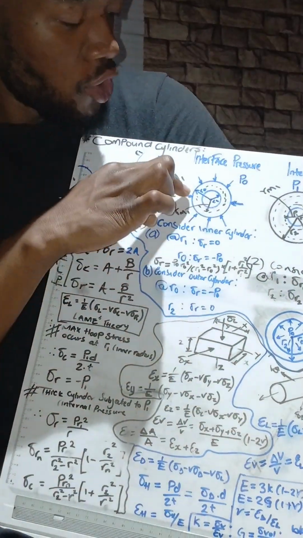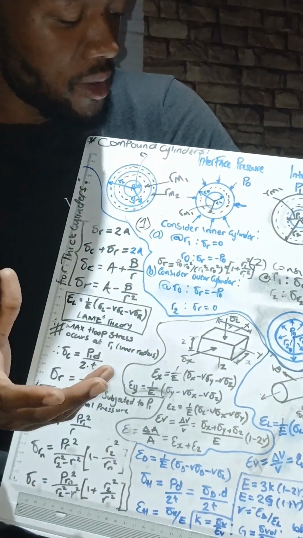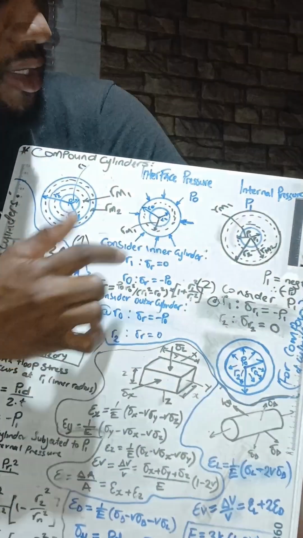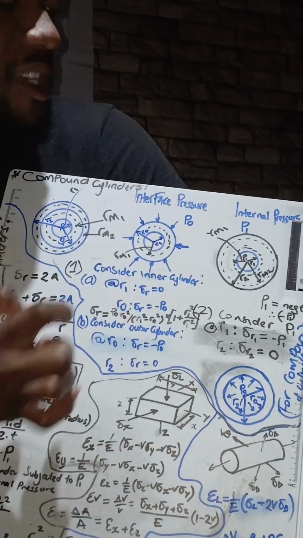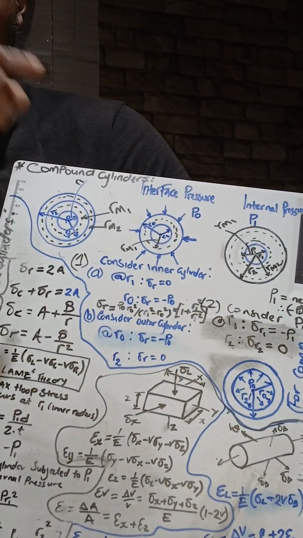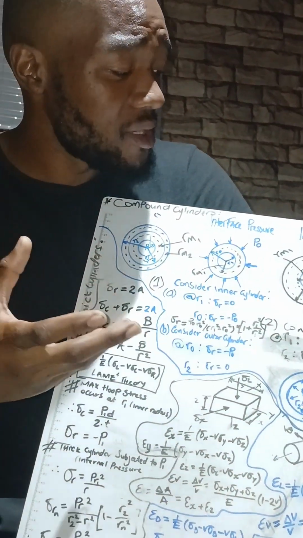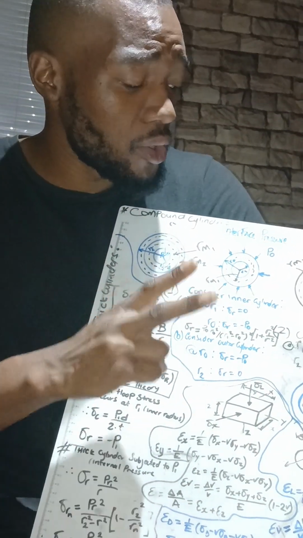Let's say now we're moving towards the inner radius. We're going to analyze each and every radius, starting at the outer radius. At the outer radius, we know that P0, the interface pressure, is acting, which is the radial stress at that point. So in the next step we are interested in finding the circumferential stress, because they must coexist. One cannot exist without the other.